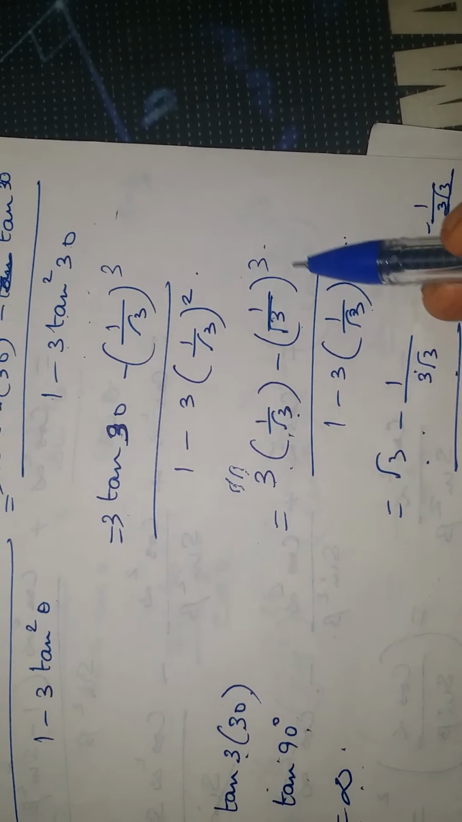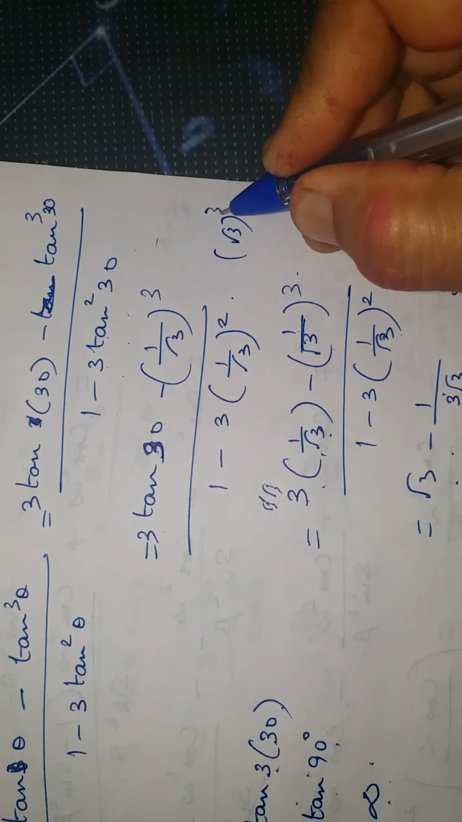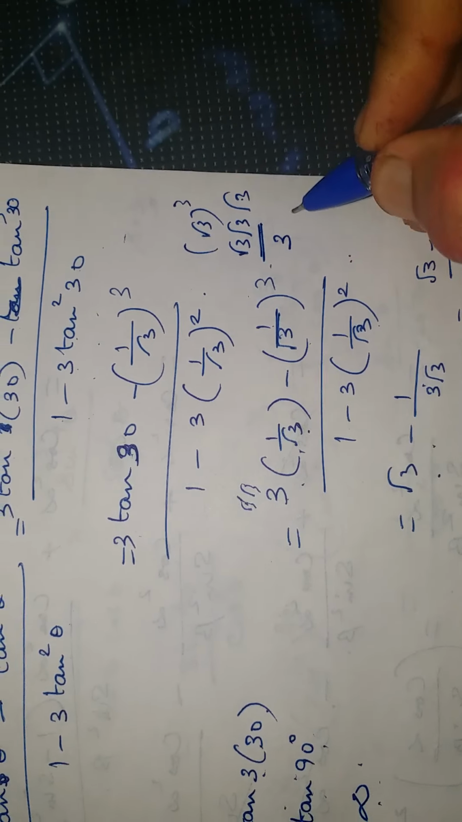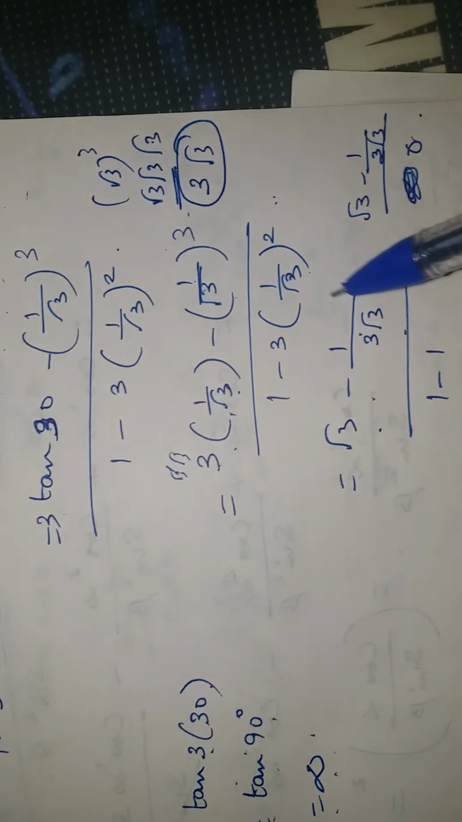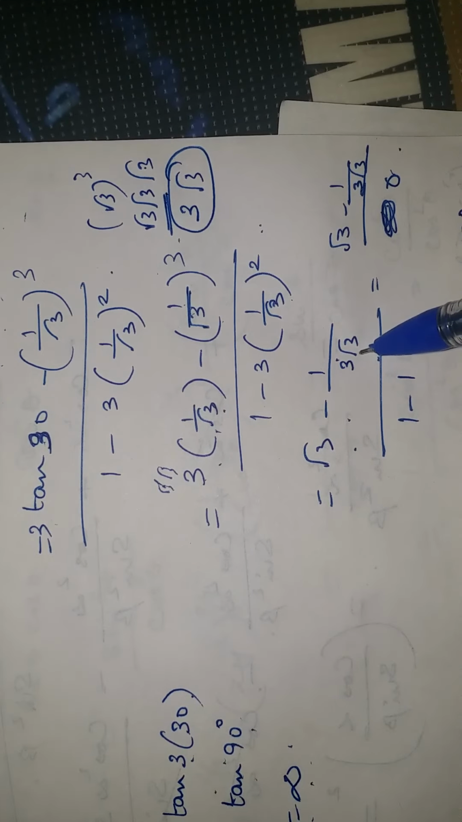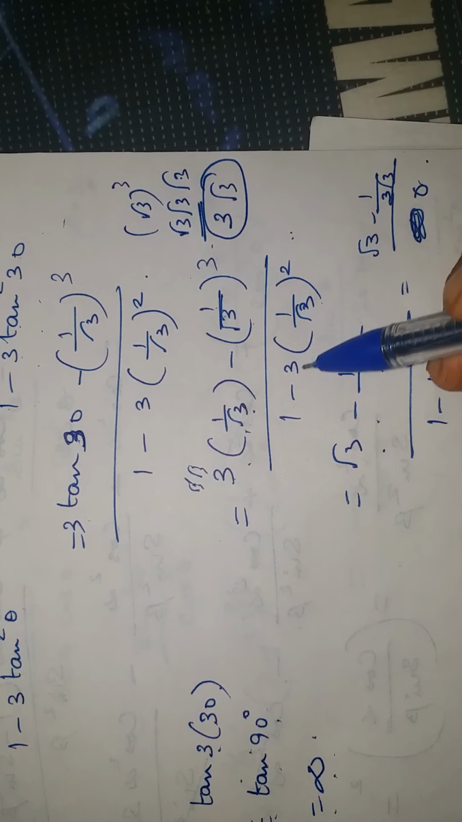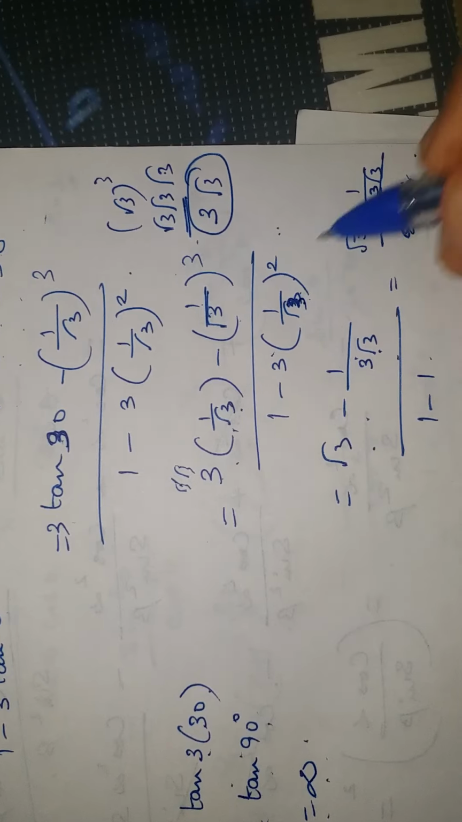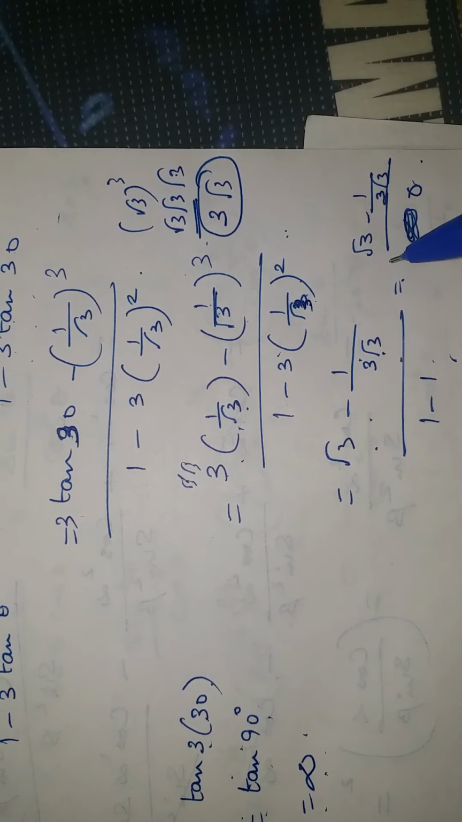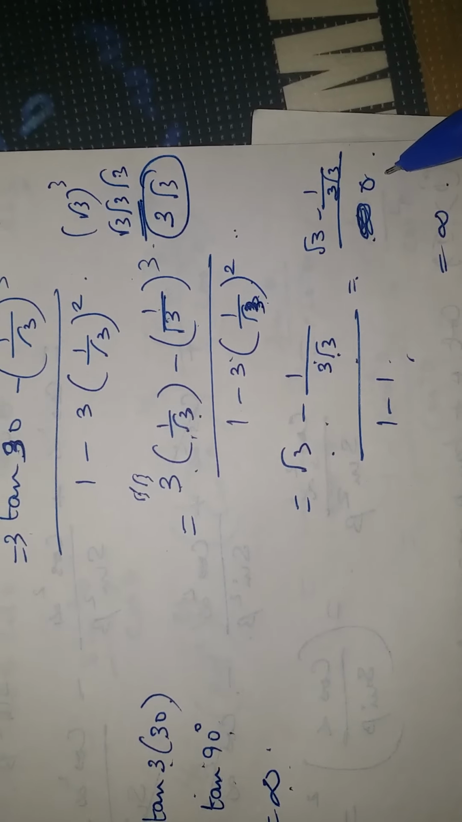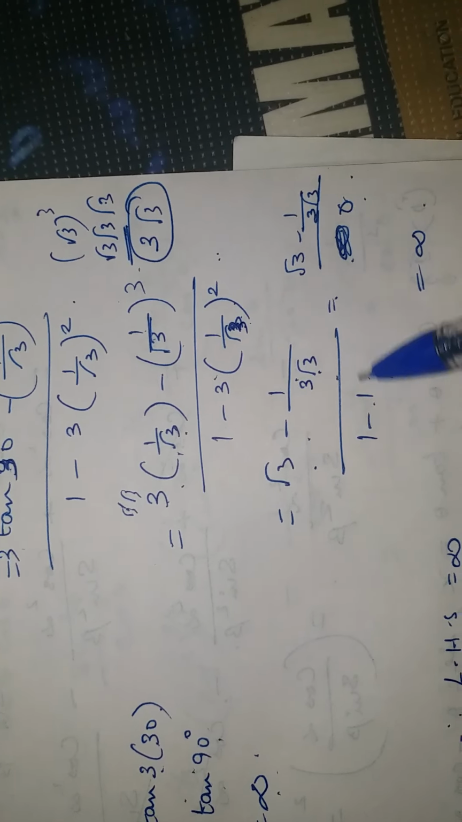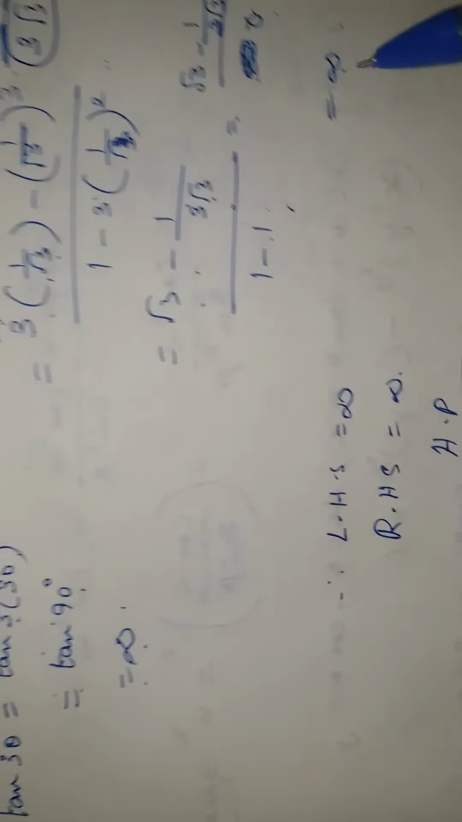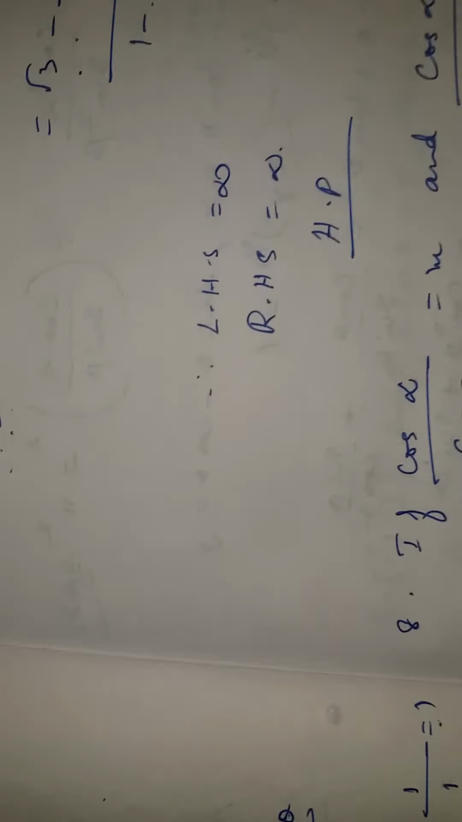So root 3 minus (root 3) the whole cube, that is root 3 into root 3 into root 3. Root 3 into root 3 will give you 3, and you have this root 3, so you will get 3 root 3. Divided by 1 minus, squaring this, you will get 3. So 3 and 3 get cancelled, and you will get 1. So it is equal to (root 3 minus 1 by 3 root 3) divided by 0, because 1 minus 1 means the denominator is 0, so the value is infinity. Already you have shown that the left hand side is infinity, and the right hand side is also infinity. Hence proved.